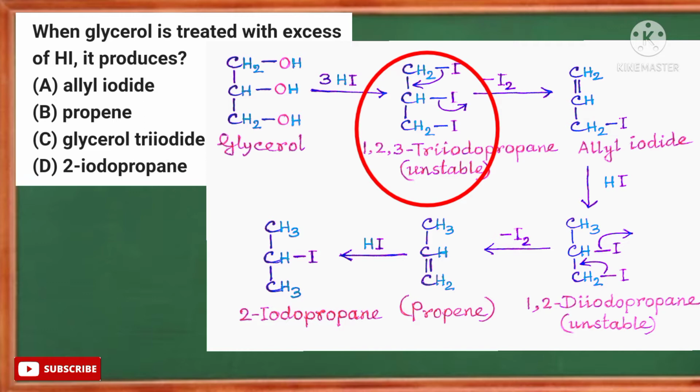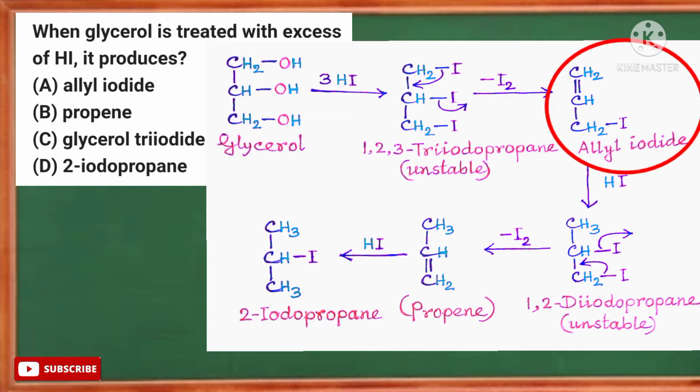Now, although free rotation is possible throughout the molecule, still many conformations of this molecule will be highly unstable due to the steric hindrance, right? So this molecule is very unstable, and as a result, 2 iodine atoms will be expelled from this molecule to produce allyl iodide. Look here, 2 iodine atoms will leave this substrate to produce allyl iodide.